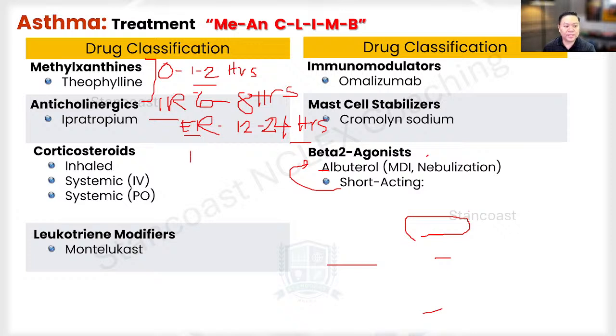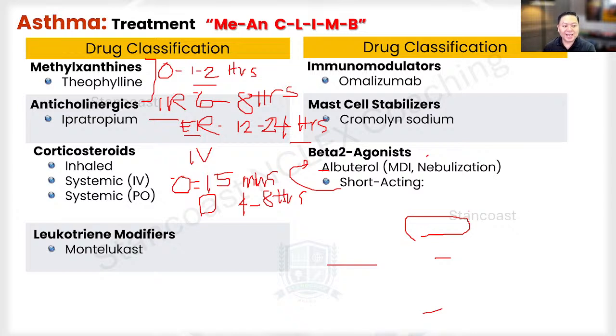Now, if we are talking about the IV theophylline, the onset of action is expected to occur within 15 minutes after you have given that medication intravenously, and the duration of action will be 4 to 8 hours. Now, what is the therapeutic effect of the medication? It can cause bronchodilation. It will relax the muscles in the lungs, the airways, the bronchus, bronchioles.